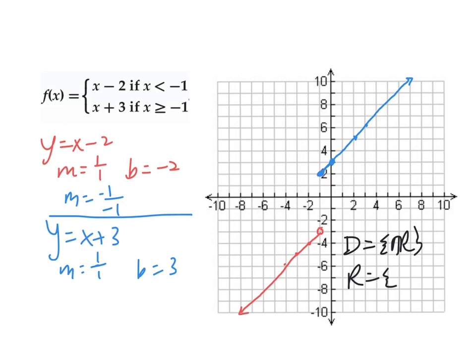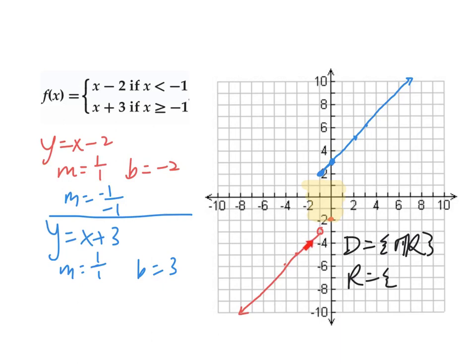Okay? Are there any gaps or missing values for the y? Are there missing values for the y that don't ever appear on the graph? Yeah, right here. There's no y values right in here. It's missing. So when I write my range, I have to exclude those values, or we write inequalities for each piece. So what our range ends up looking like is an or statement.